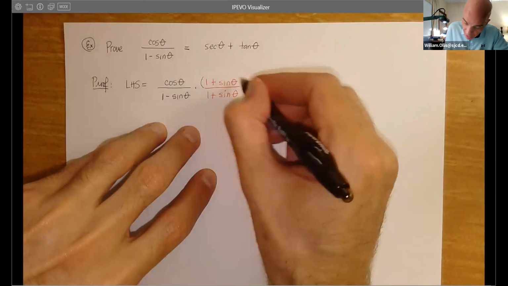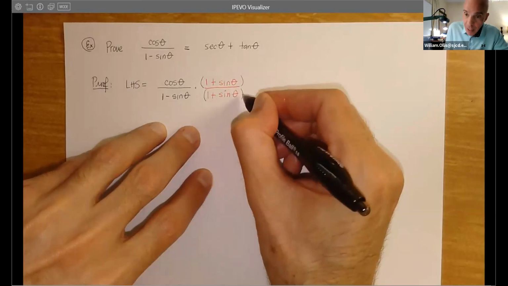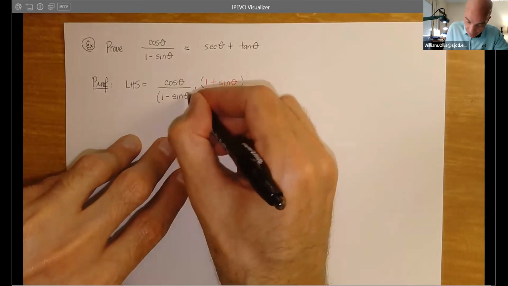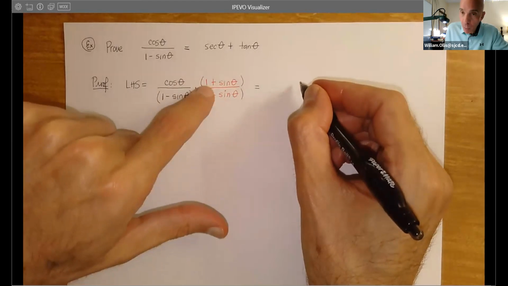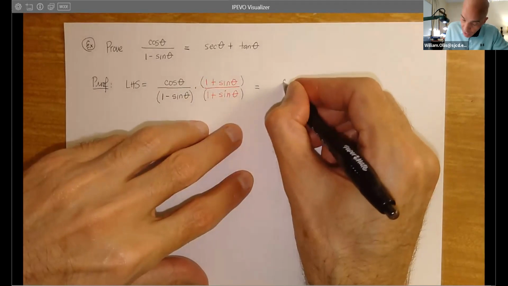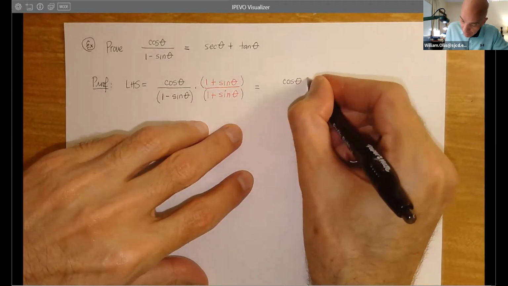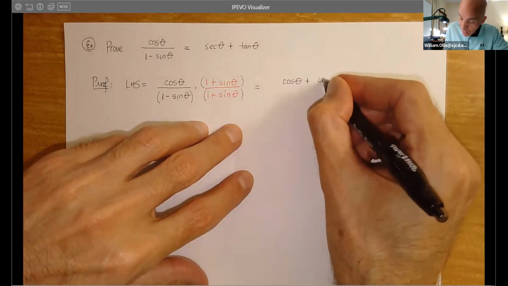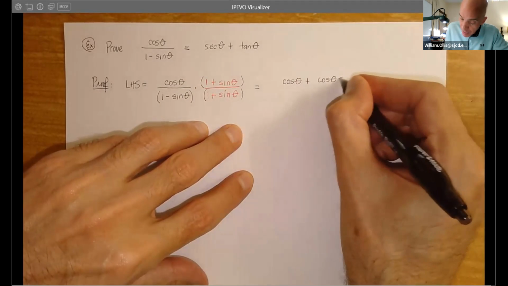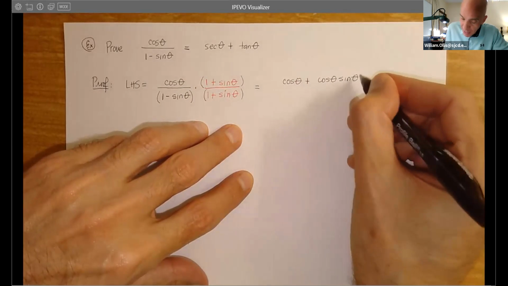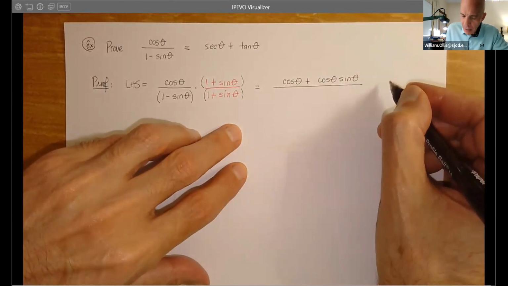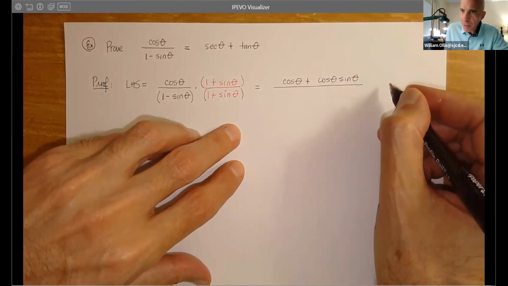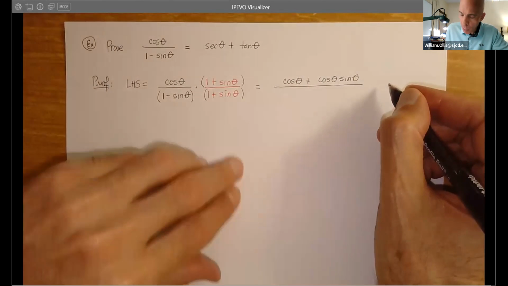So now just think of your parentheses here. Multiplying cosine by 1 plus sine gives us cosine theta plus cosine theta times sine theta. And you're thinking, well, do I need to multiply that? Maybe I'll just end up going backwards. Well, that's okay. We can do that. No big deal. It's not the end of the world.